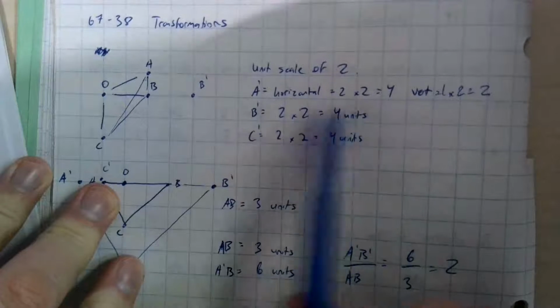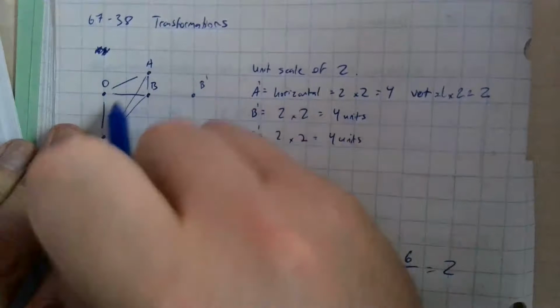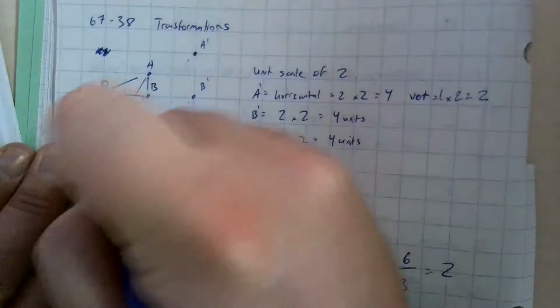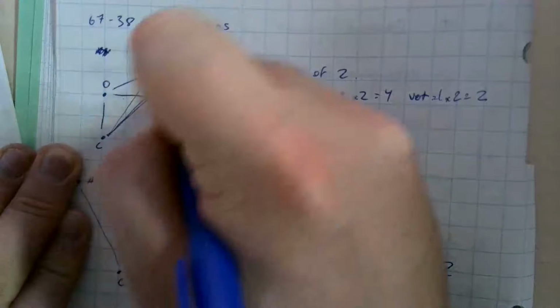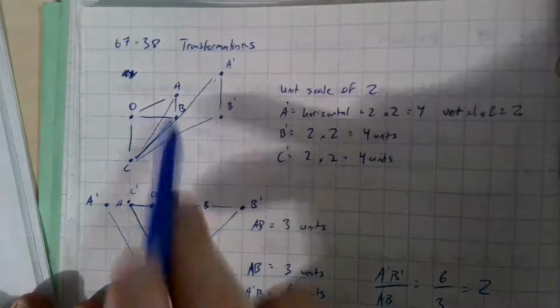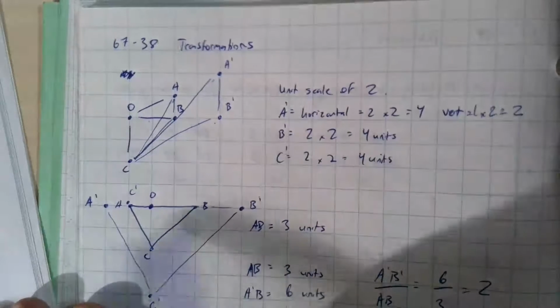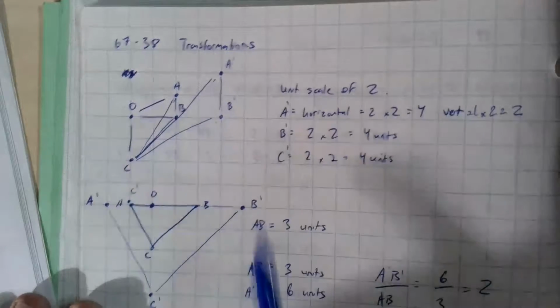My horizontal distance should be 4 units away, and my vertical distance should be 2 units up. So 1, 2, 3, 4, 1, 2. This is my new location of A prime. That is my new triangle. All right, so my original triangle is this little guy right here, and my new triangle is this one over here. What I did was I said I have a unit scale of 2, so I compared my origin to my point A, and I just extended them all.